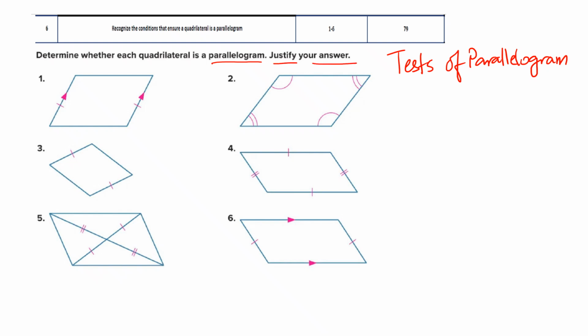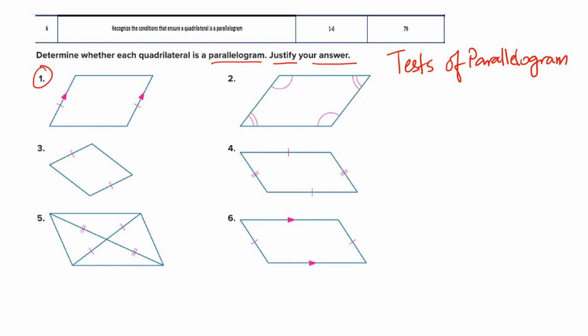It means you need to mention the theorem, the statement, or the test of parallelogram that you use to give your answer. So let's start with the first one. Here I'm going to use theorem 7.12, where the quadrilateral is a parallelogram because of a pair of opposite sides being parallel and congruent. So if you see the first question, you have this pink mark telling that this side is parallel to this side. Also, you have another mark which is showing you that it is equal as well.